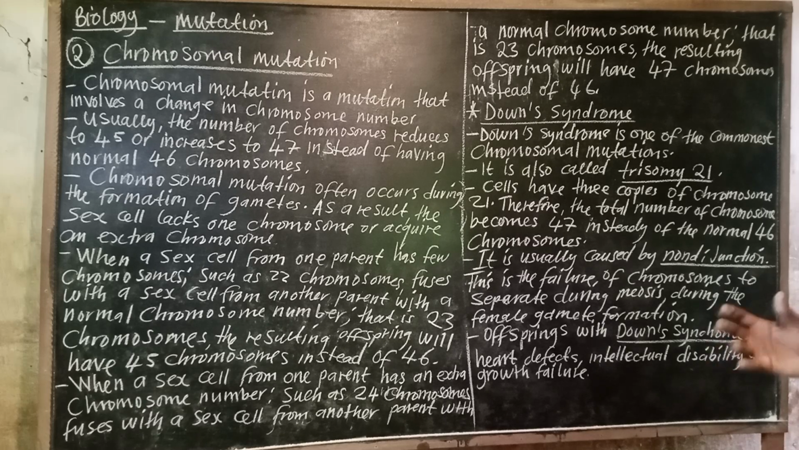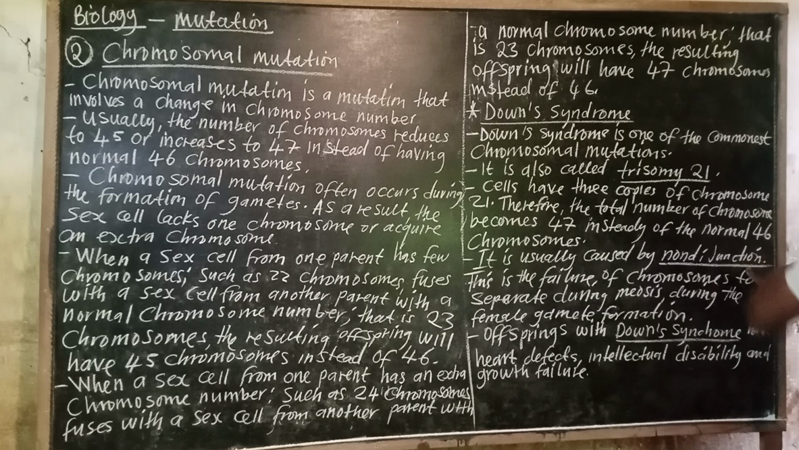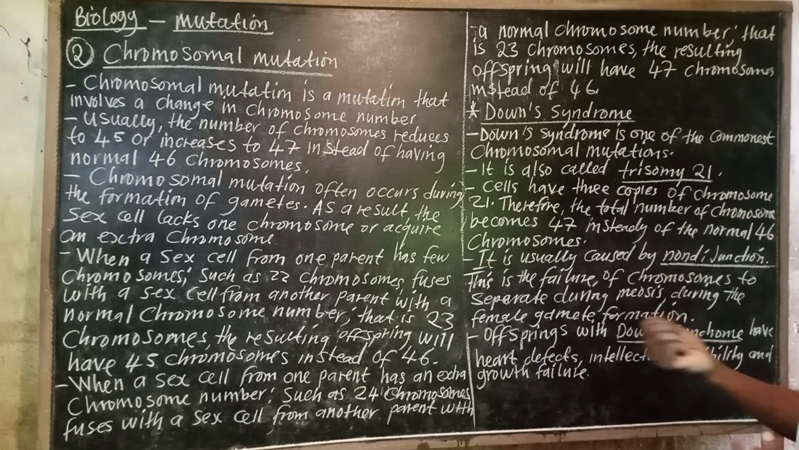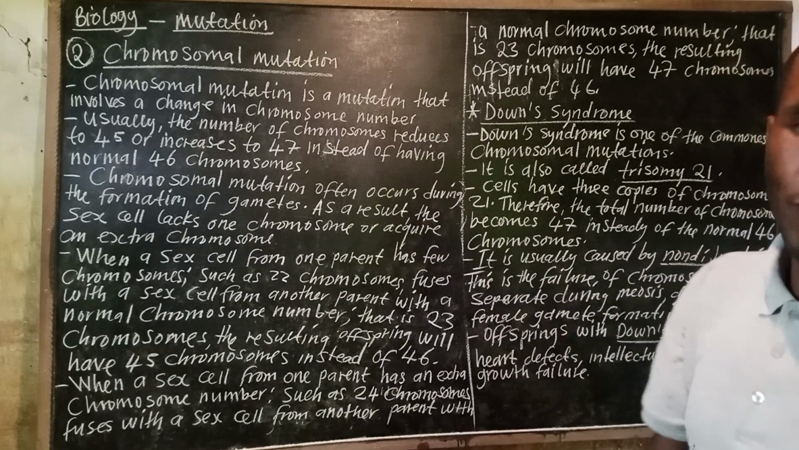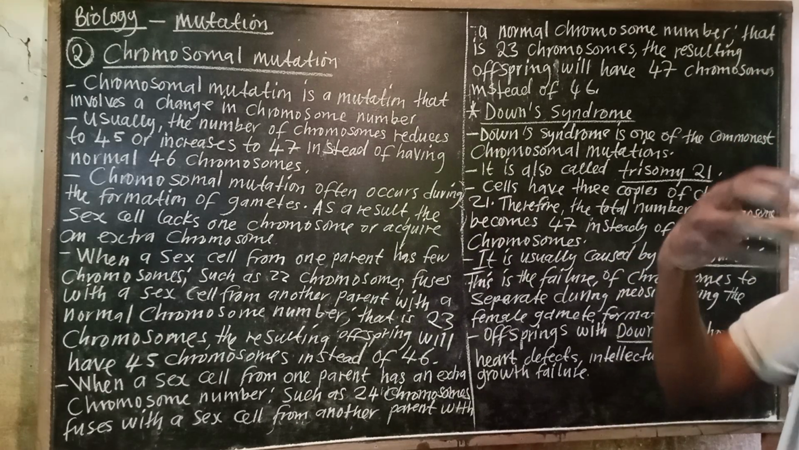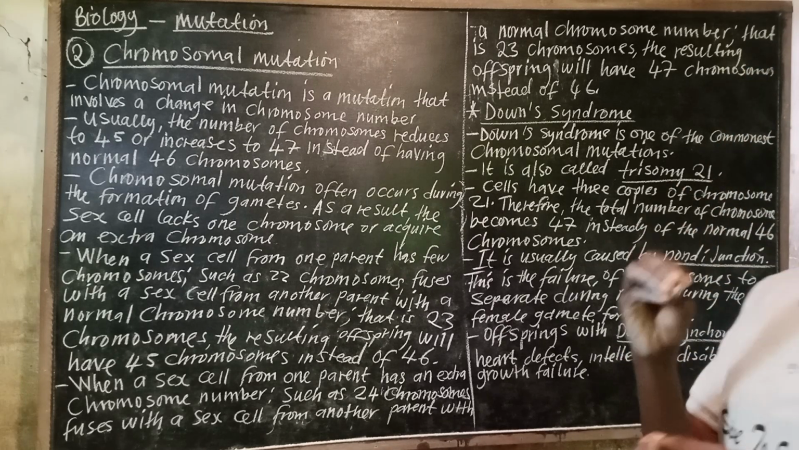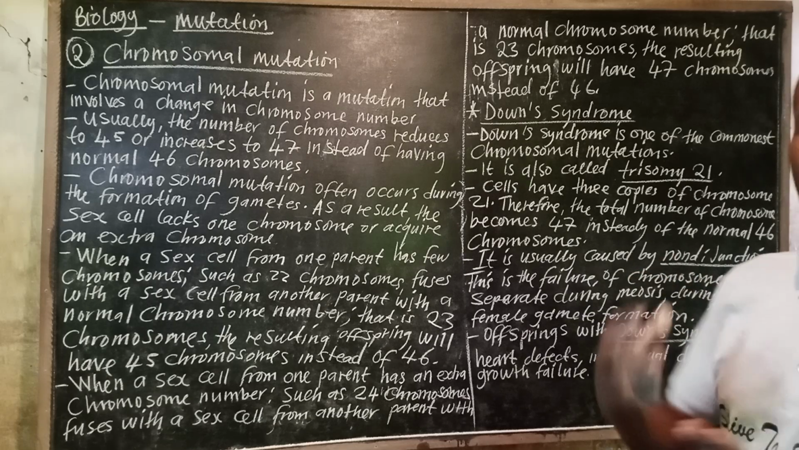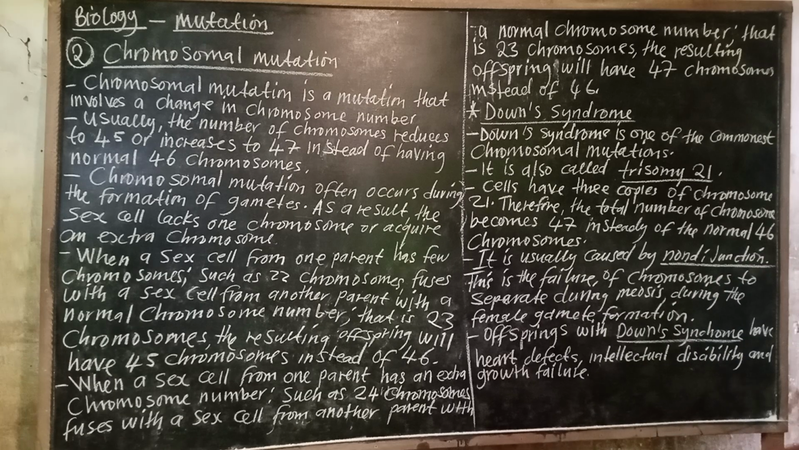Okay. It is usually caused by nondisjunction. It is usually caused by what? Nondisjunction. This is the failure of chromosomes to separate during what? Meiosis. During the female gamete formation, when it fails to separate, that is nondisjunction. What will be caused there is the chromosome mutation, where the particular offspring is going to have more chromosomes than the normal one.